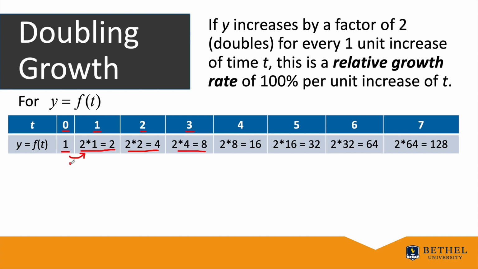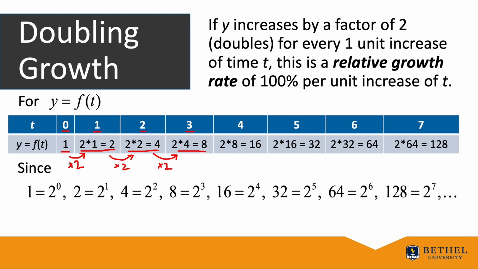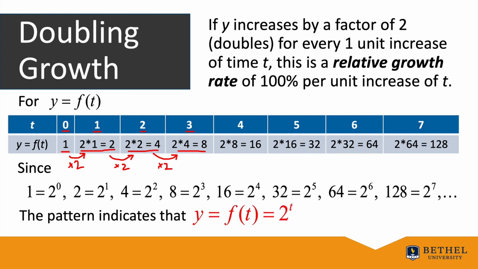Instead of adding a constant amount each time the independent variable increases by 1 unit, as we did with linear functions, we are multiplying by a constant amount. Since 1 equals 2 to the 0 power, 2 equals 2 to the first power, 4 equals 2 to the second power, 8 equals 2 to the third power, 16 equals 2 to the fourth power, etc., the pattern indicates that the function is y equals f of t equals 2 to the t power.